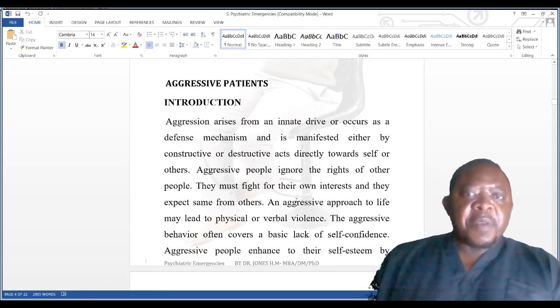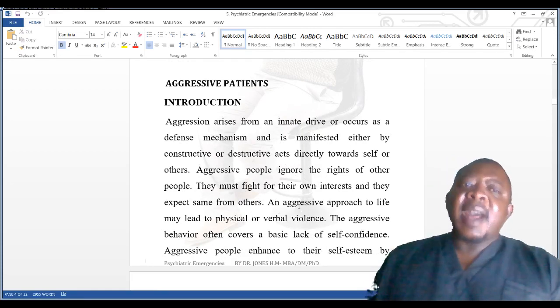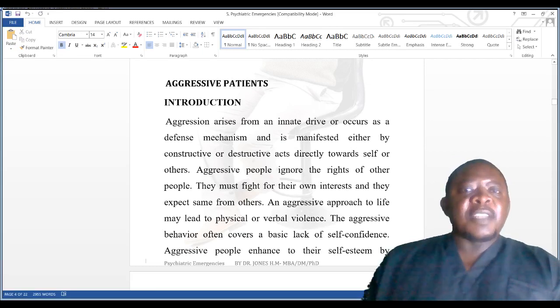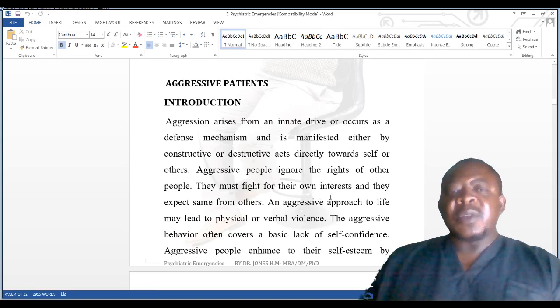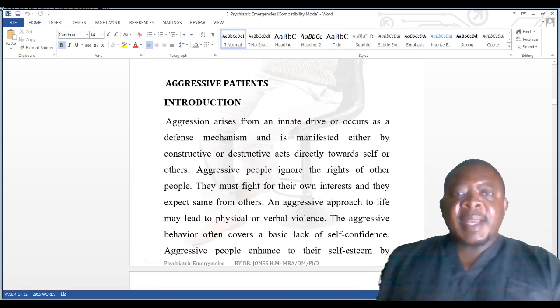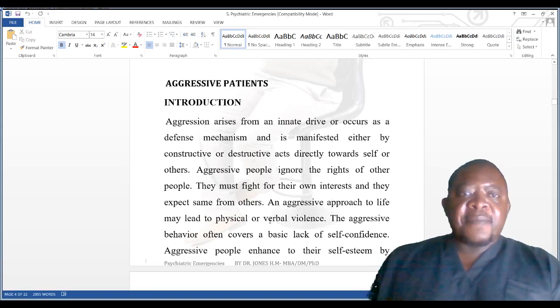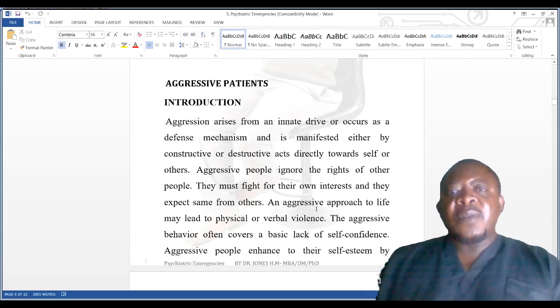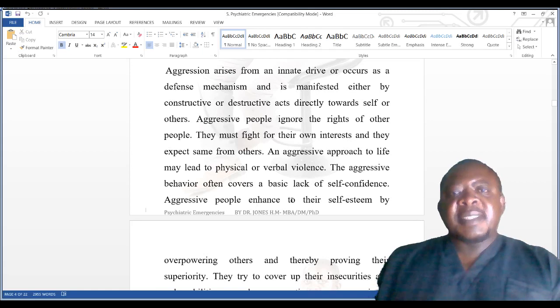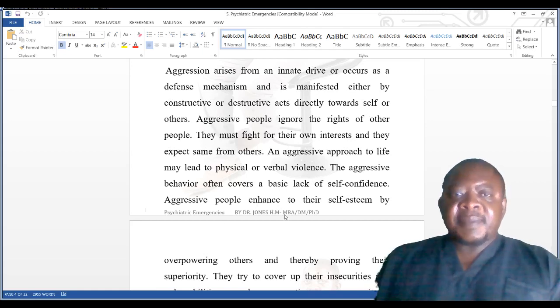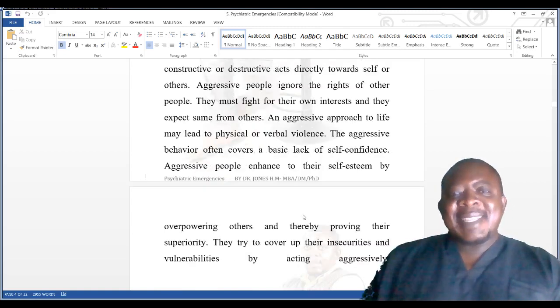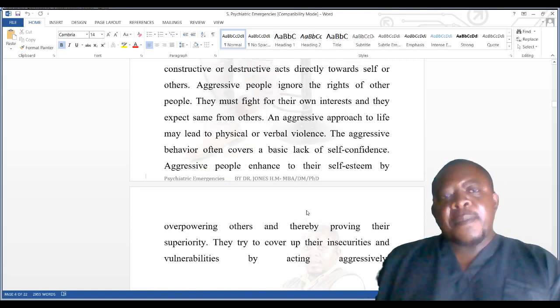Aggressive people ignore the rights of other people. They must fight for their own interest and they expect the other person to do the same. So an aggressive approach to life may lead to physical or verbal violence. The aggressive behavior often covers a basic lack of self confidence. Aggressive people enhance their self esteem by overpowering others and thereby proving their superiority.